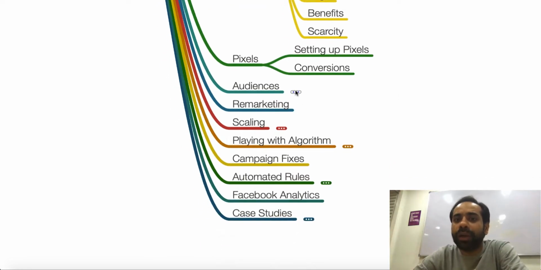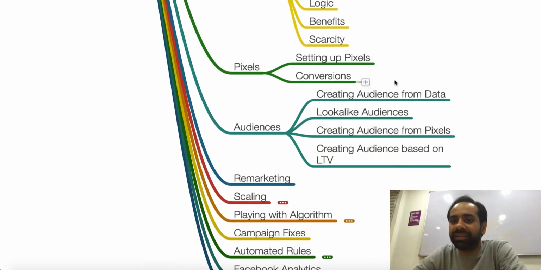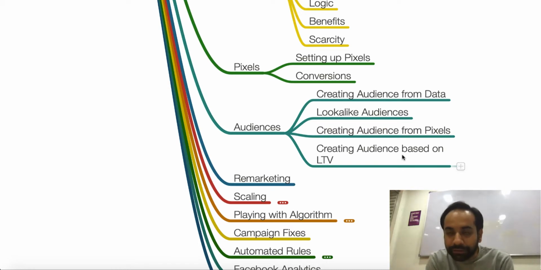Then we're going to talk about audiences. It is a pretty amazing thing, creating audiences from data, lookalike audiences, creating audiences from pixels, creating audiences based on the lifetime value of the customer. It's pretty interesting, and you would not believe what you can do with LTV, lifetime value of a customer. It could actually be a major game changer in the way you run ads.